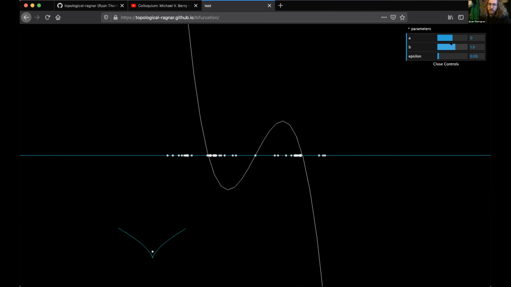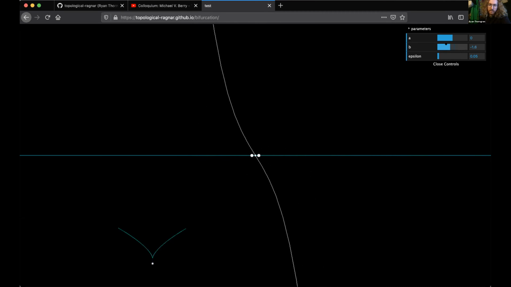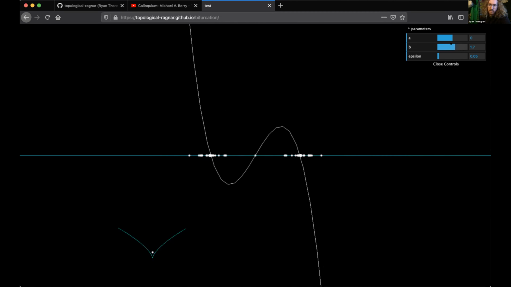But for positive b, now something interesting has happened where I have 3 fixed points. I can tell that there are 3 fixed points because there are 3 places where the curve crosses the x-axis. And recognizing the dots, I see that this one is attractive. You can see the dots are going into it. This one is repulsive. You can see the dots are leaving it. And this one is attractive again. So by tuning b, I can go from a single fixed point to 3 fixed points.